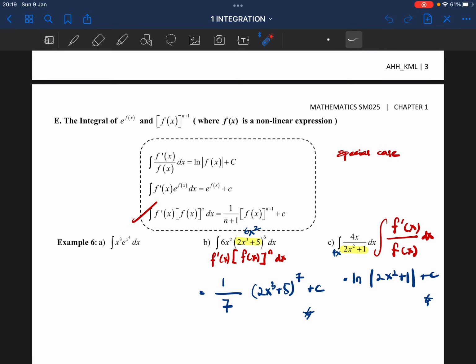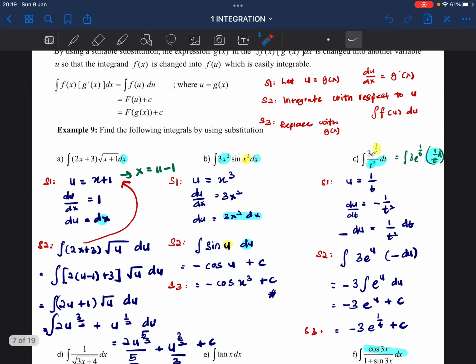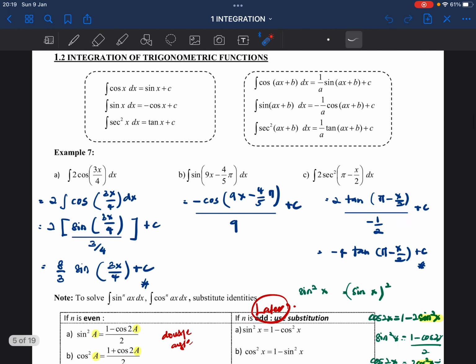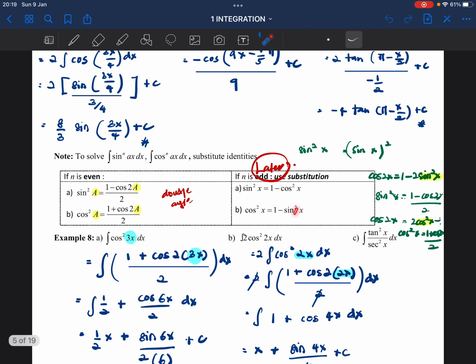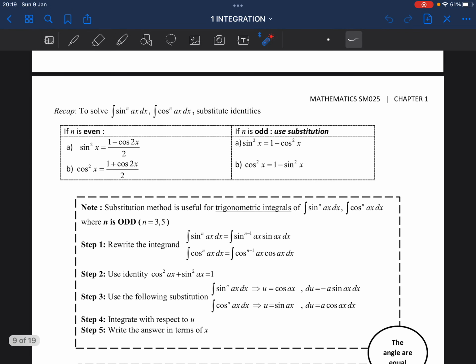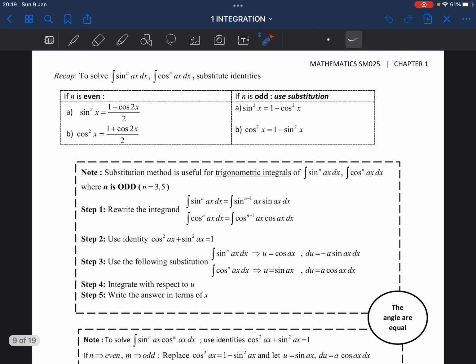Alright, so now we are going to see the continuation for your integration of trigonometric functions, this part here. You have seen how to solve integration of sine square x and cos square x, which is we have to change the question first by using the double angle. So how about if the power here is an odd number? Let's say if the power is 3 or 5.